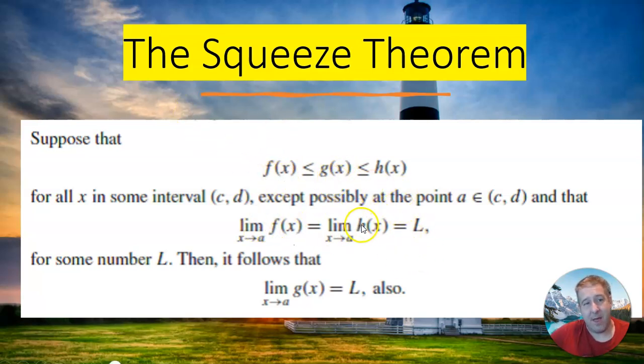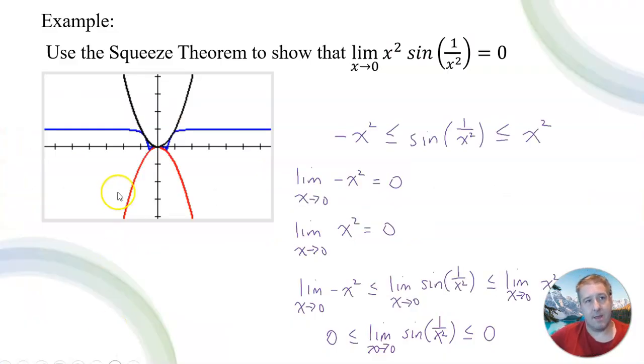So basically, if f of x and h of x have the same limits, meaning they have the exact same height at the same point, and g of x is in between these two, then obviously g of x has to have the exact same limit. That just makes sense because it got squeezed down to a singular point. Now when you see the picture of an example, it's going to make a lot more sense.